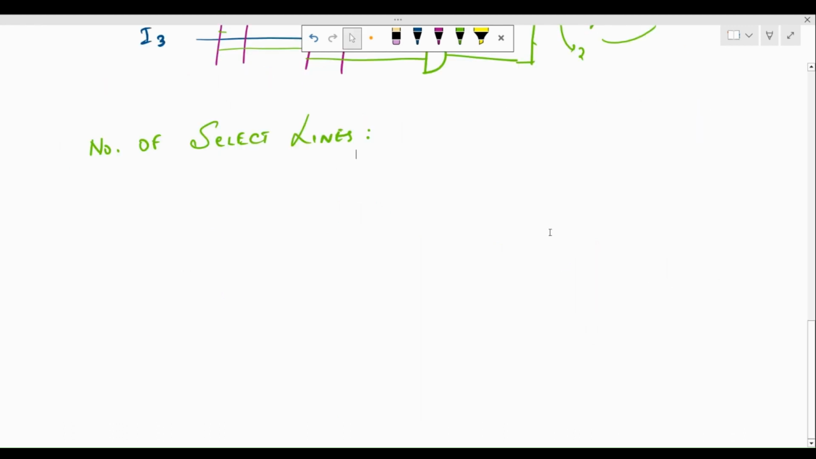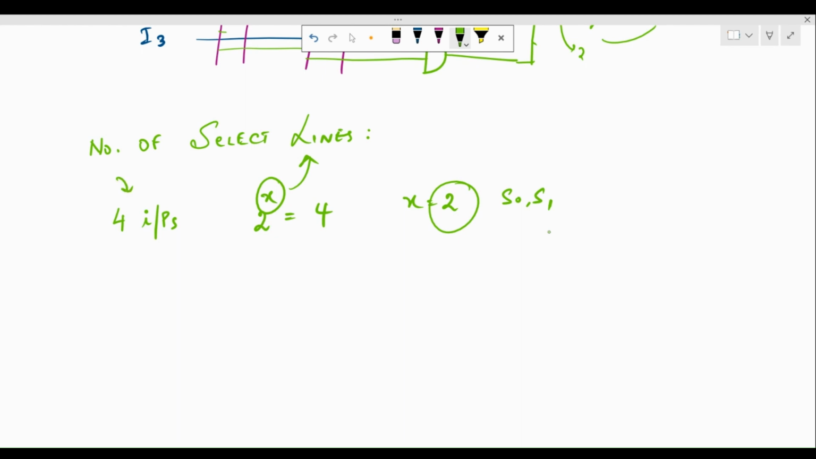There is a very specific relationship between the number of select lines and the number of inputs. For example, the case that we have considered, there are four inputs. So we will require 2 to the power x equal to 4. That means we require x select lines. So in this case, x turns out to be 2, which means we need two select lines, S0 and S1, to select four inputs.